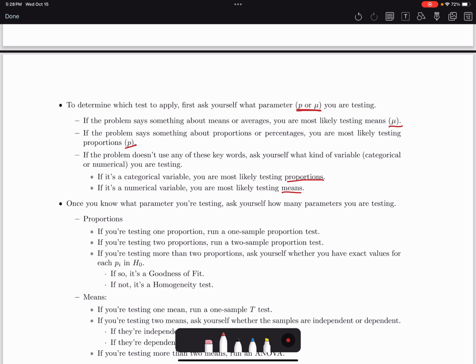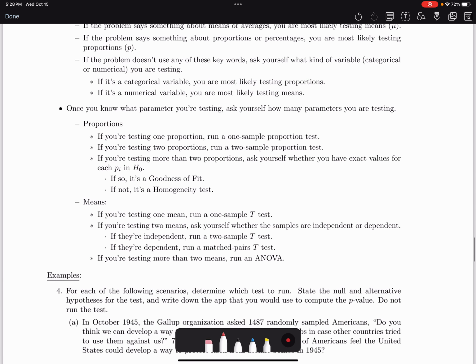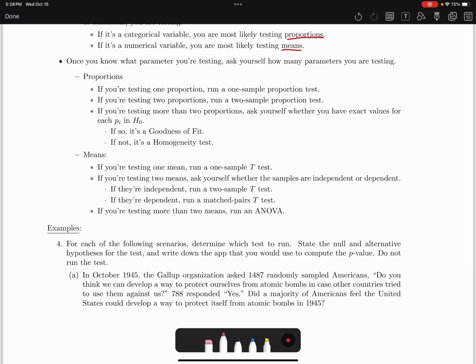Okay, once you've decided what parameter you're testing, then the next question to ask yourself is, how many parameters am I testing, right? So if you know that you're testing proportions, for example, then you should next ask, how many proportions am I testing? If the answer is 1, well, then you'll run a 1-sample proportion test. If the answer is 2, well, then you'll run a 2-sample proportion test, okay? If the answer is more than 2, right, if you're testing more than 2 proportions, then you have to decide whether you're going to use the goodness of fit or the homogeneity test.